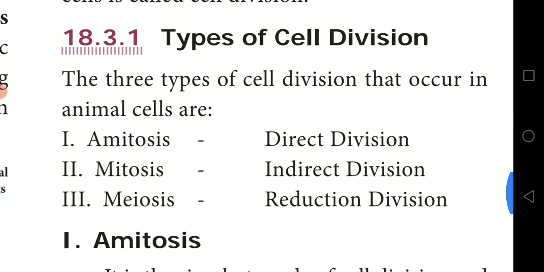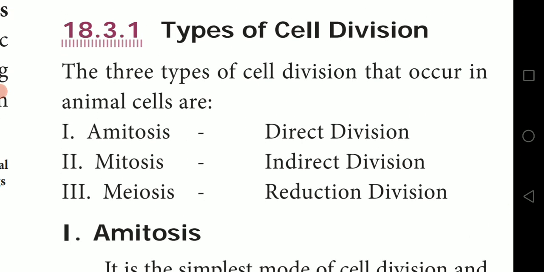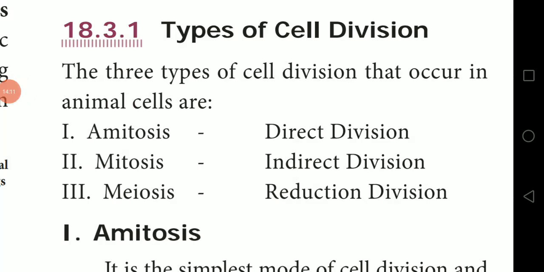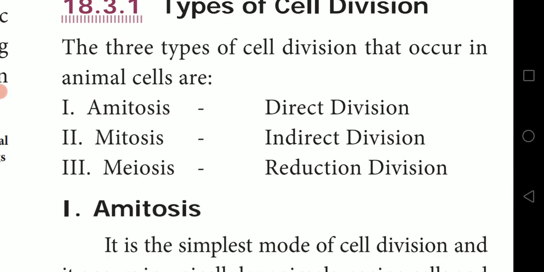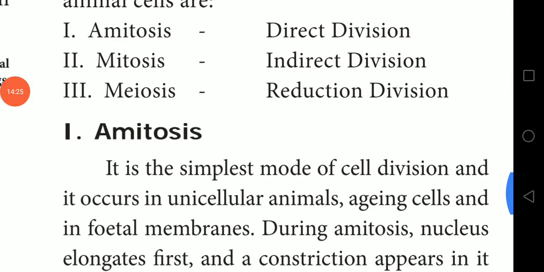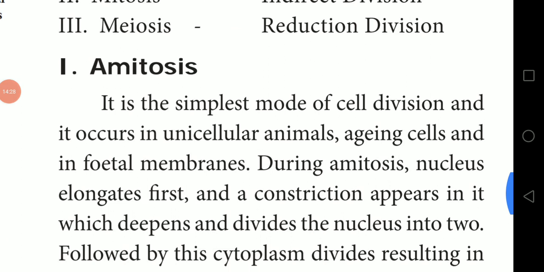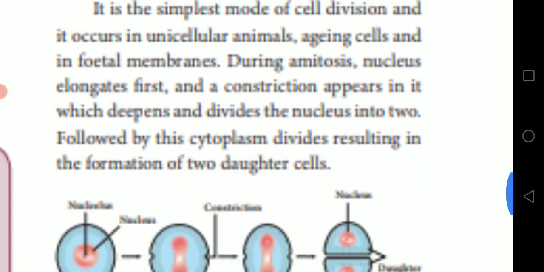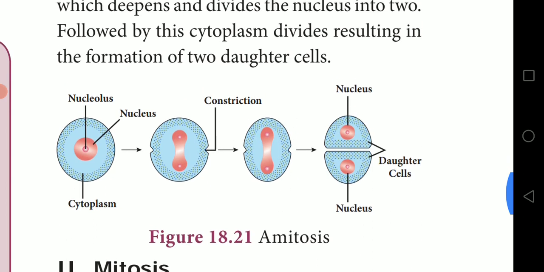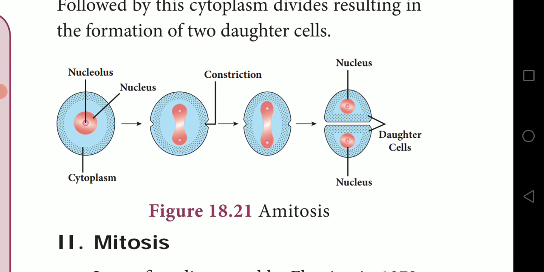Types of cell division. The 3 types of cell division that occur in animal cells are amitosis, mitosis, meiosis. Amitosis means direct division. Mitosis is indirect division. Meiosis is reduction division. We'll see what is amitosis. It is the simplest mode of cell division. Here, this is the diagram of amitosis.